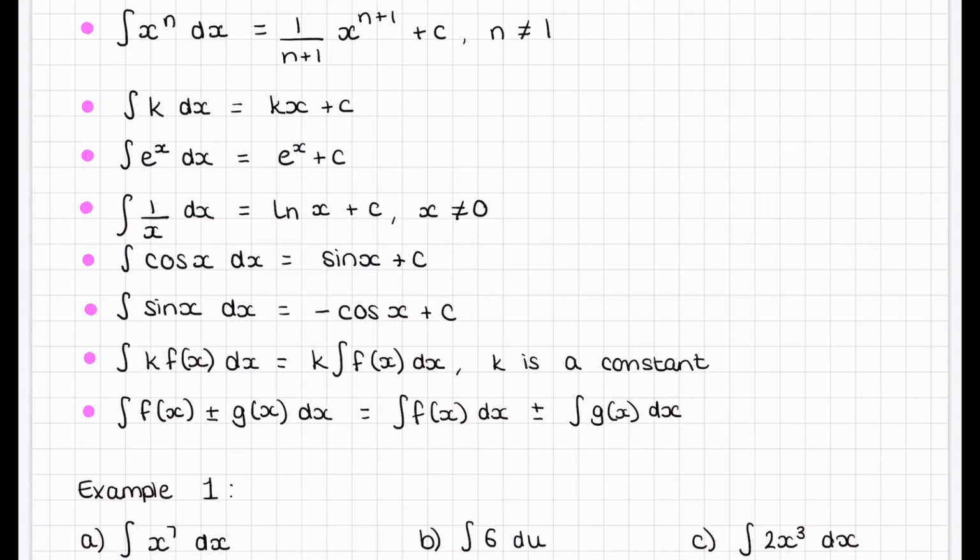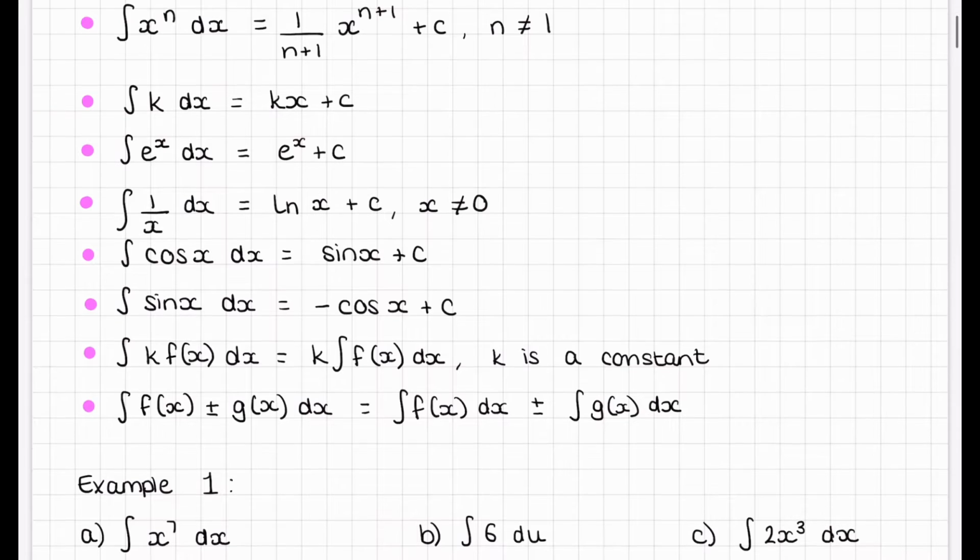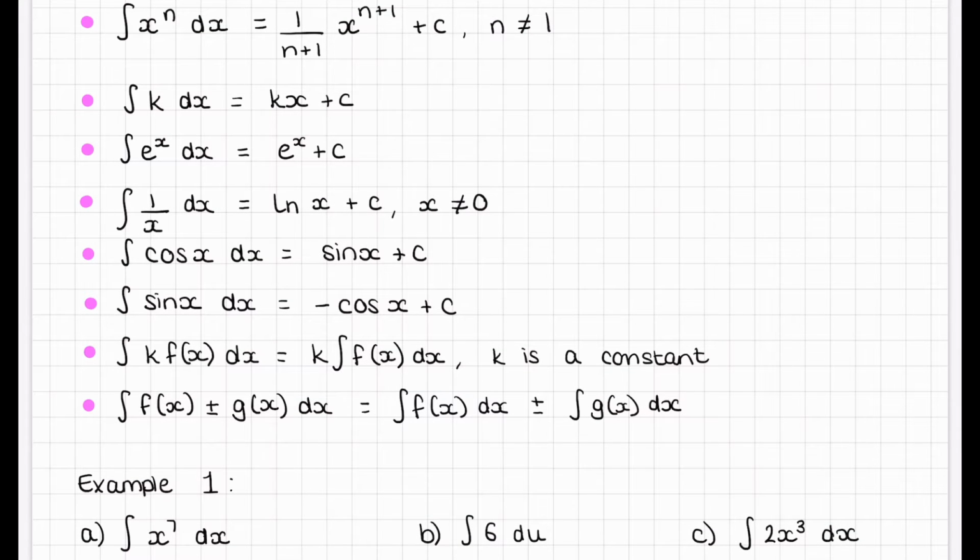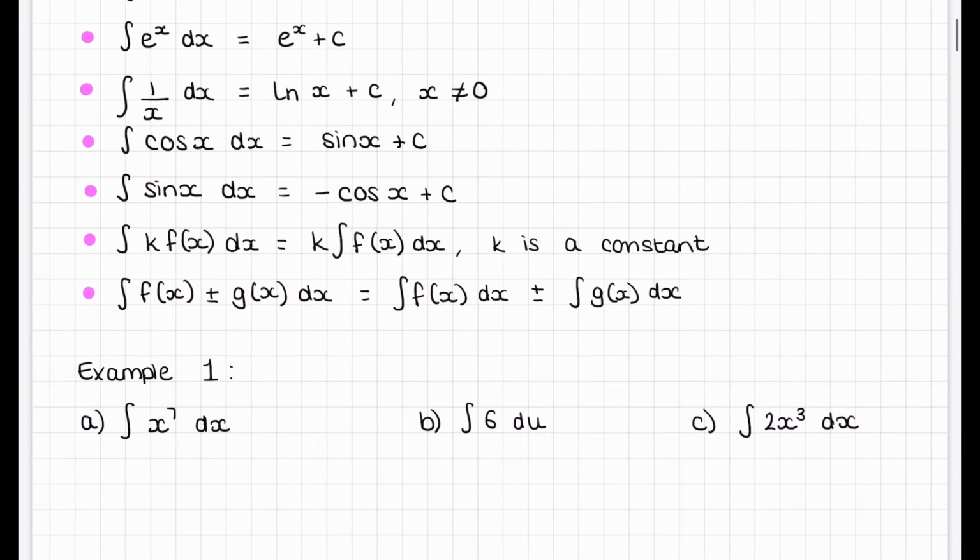Our first example is we're going to be doing the integral of x to the power of 7 dx. Now, we're going to be using the top rule that is on the screen right now. This is the basic integral rule that you will more than likely use the most often. What we need to do is 1 over, and then our power, which is 7 plus 1. Then we have the x, and then we do the 7 plus 1 in the power here, plus c.